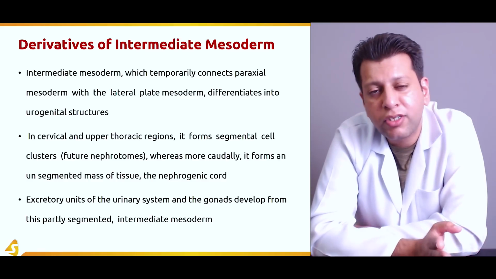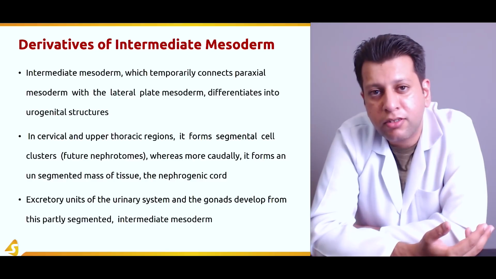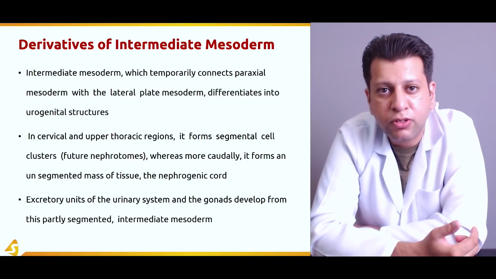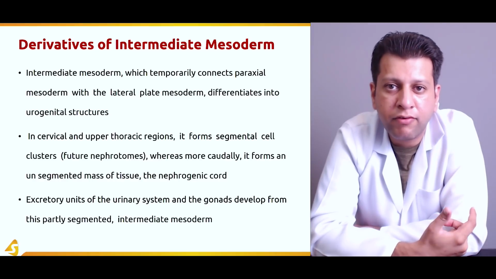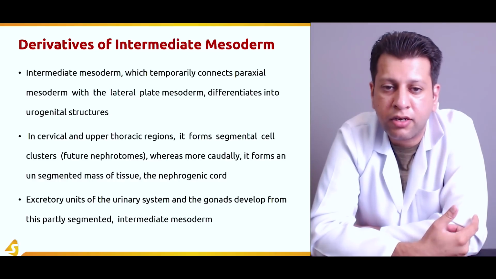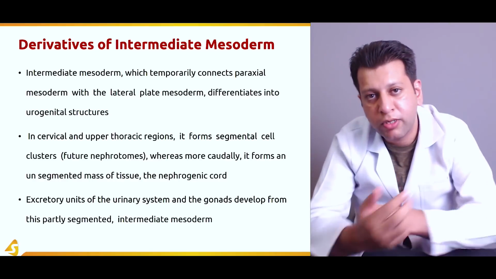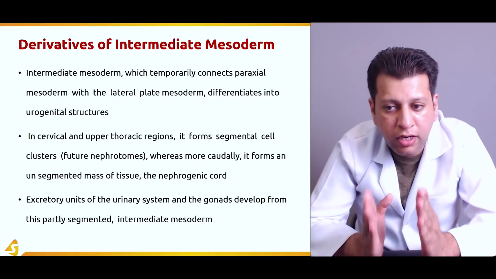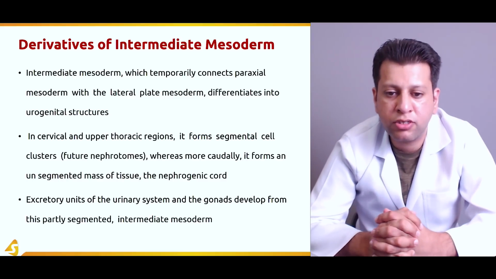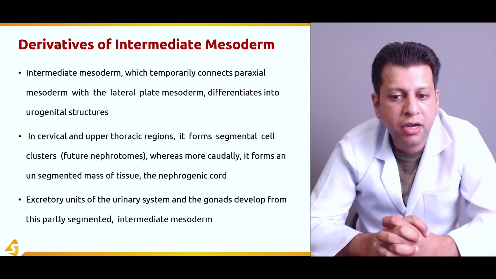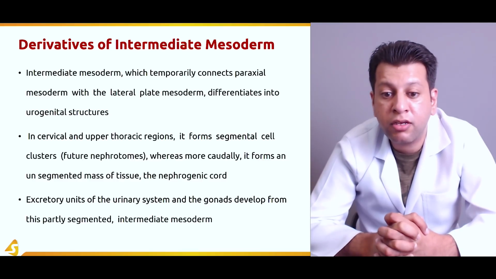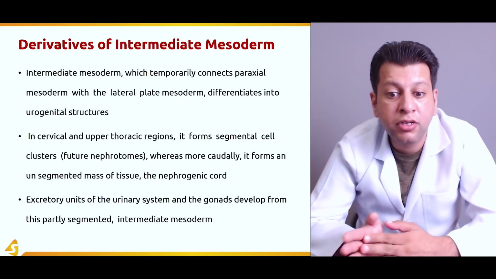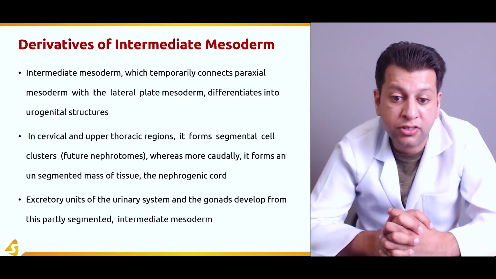I've discussed this in the previous lectures, that it was the allantois which was giving rise to the excretory organs, for example kidneys and nephrogenic ducts. But in humans, it is the intermediate mesoderm which gives rise to excretory organs. Intermediate mesoderm, which temporarily connects the paraxial mesoderm with the lateral plate mesoderm, differentiates into urogenital structures.